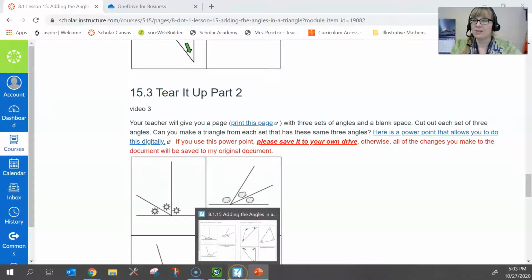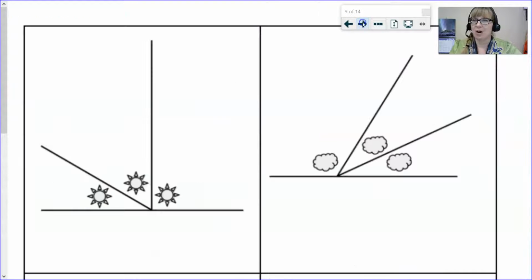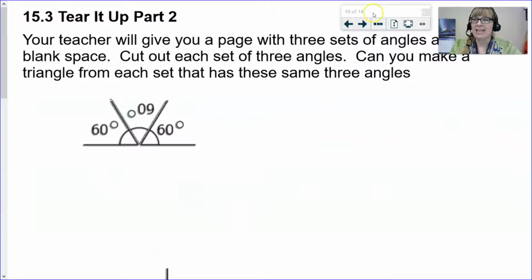Continuing on with this lesson, this is Tear It Up Part 2. Again, your teacher will give you a page that's printed, or you're using the digital file. And what we're going to be doing this time is we are asking the question, can we now take these 3 angles that for sure are 180 degrees, and I know that they're 180 degrees because they all line up perfectly, creating that nice straight angle, and 60 plus 60 plus 60 is 180 degrees.